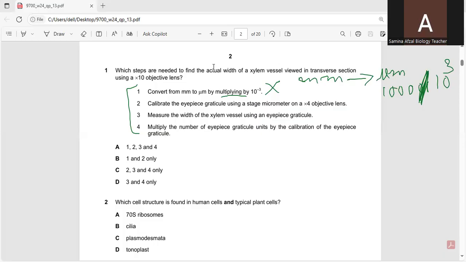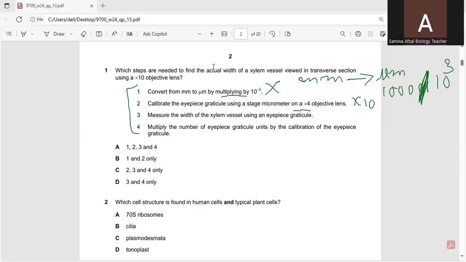The second statement is: calibrate the eyepiece reticule using a stage micrometer on a power 4 objective lens. The power 4 objective lens we do not use for calibration. We use the power 10 objective lens. So this statement is also not correct.